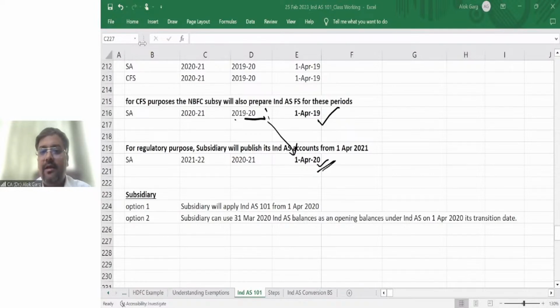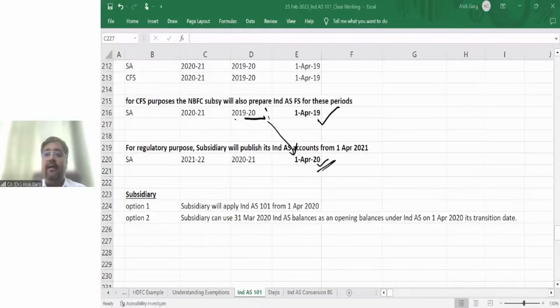Option number 2 is the right thing because they have already prepared the financial statement as per Ind AS. In this case, they have to apply option number 2, and in case of a subsidiary which is preparing the financial statement after the parent, they can use the earlier Ind AS numbers as the opening numbers under Ind AS on the transition date. So this is what we have discussed in the transition date balance sheet, right? These are the exemptions and exceptions which you have to apply on the transition date balance sheet. I hope it is clear to all of you.